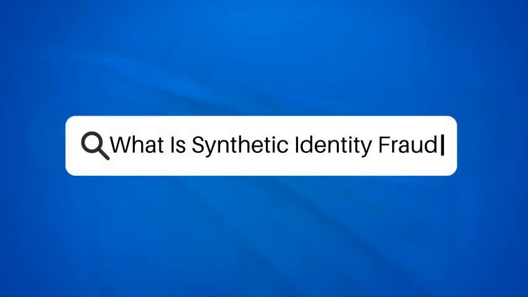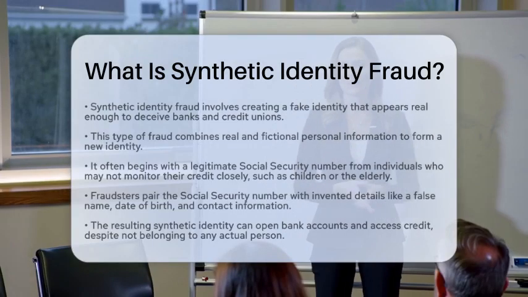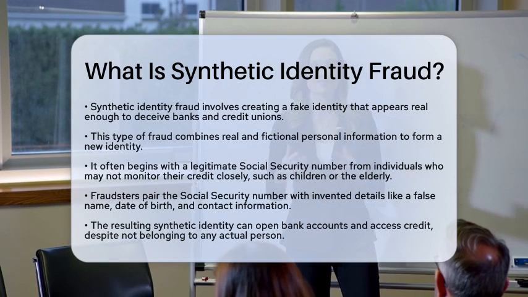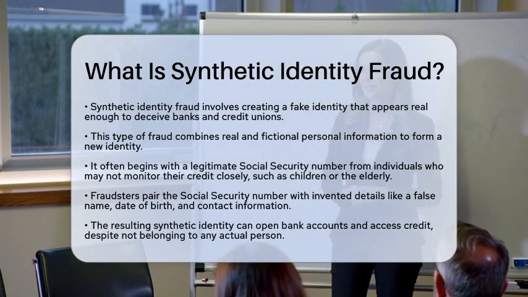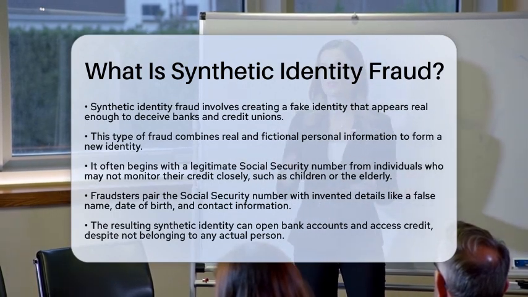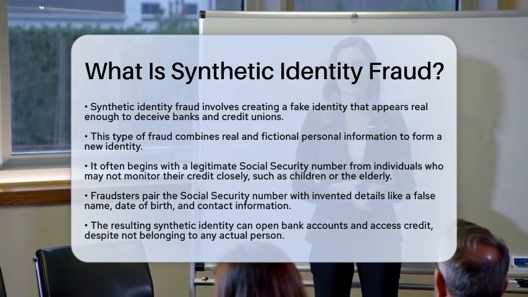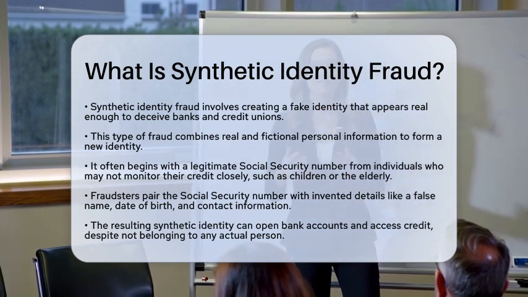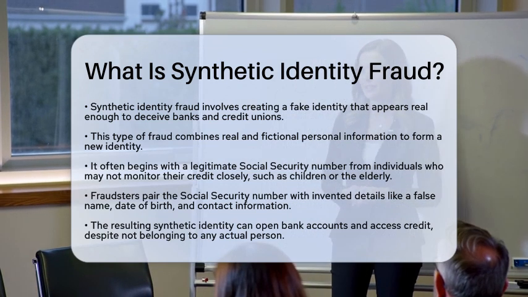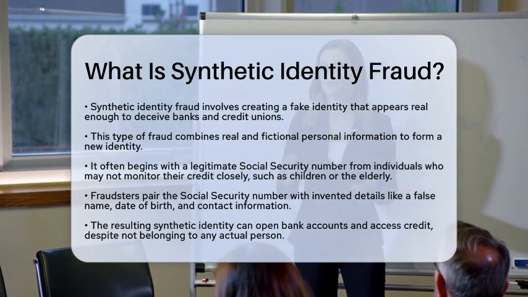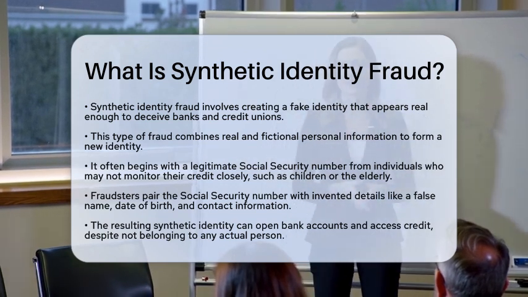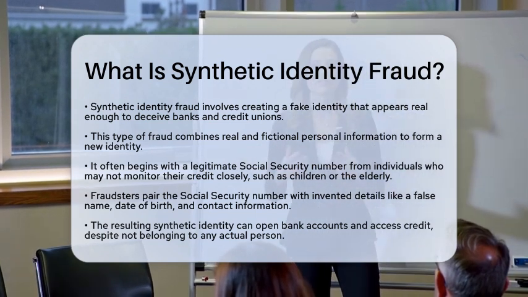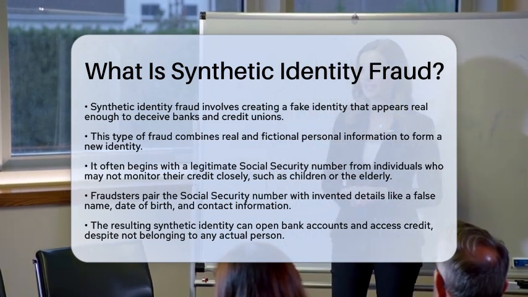What is synthetic identity fraud? Have you ever wondered how someone can create a fake identity that seems real enough to fool banks and credit unions? This is known as synthetic identity fraud. It is a type of financial crime where a fraudster combines real and made-up personal information to create a new identity. This often starts with a legitimate social security number taken from someone who may not closely monitor their credit, like a child or an elderly person.